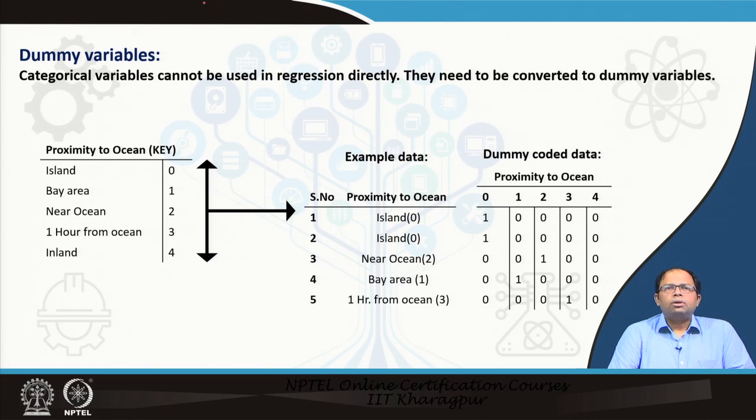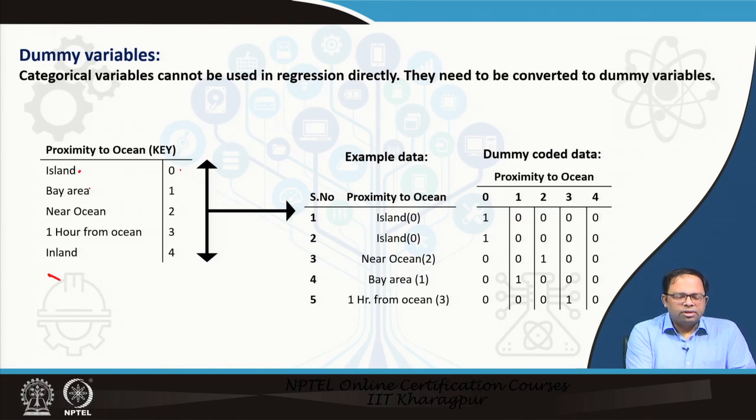So then we come to dummy variables. We have discussed dummy variables earlier. So these are basically categorical variables and cannot be directly used in regression. So we need to convert them into dummy variables. Like proximity to ocean, sorry, I told you 3, there are around 1, 2, 3, 4, 5 categories of proximity to ocean. So these are the categories.